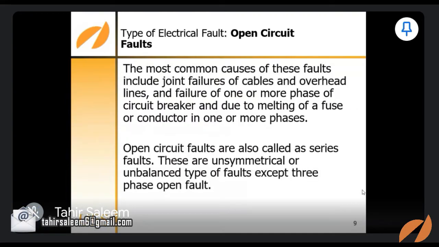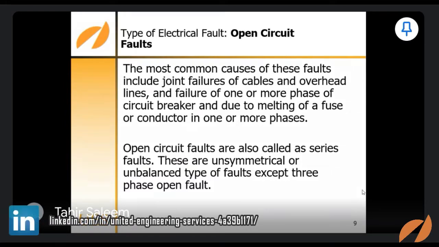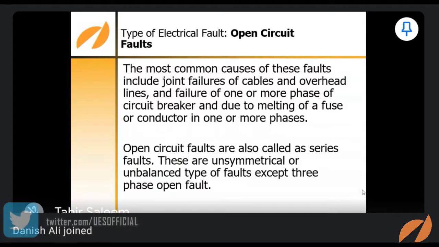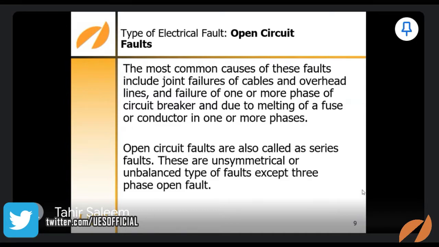The most common causes of these faults include joint failures of cables and overhead lines, failure of one or more phases of the circuit breaker, and melting of the fuse or conductor in one or more phases. Open circuit faults are also called series faults. These are unsymmetrical and unbalanced types of fault except the three-phase open fault.